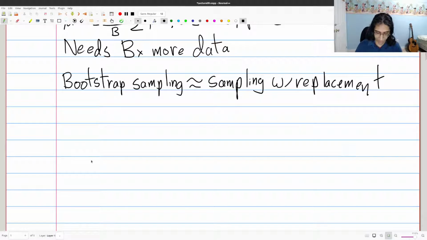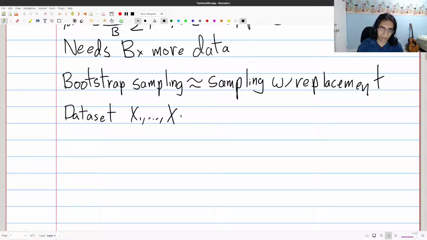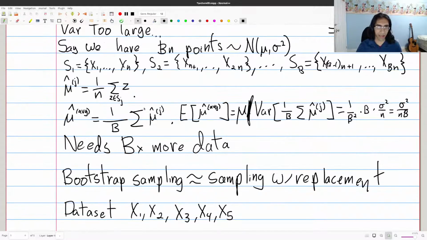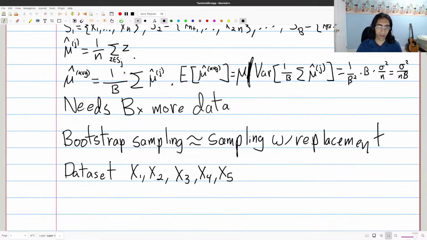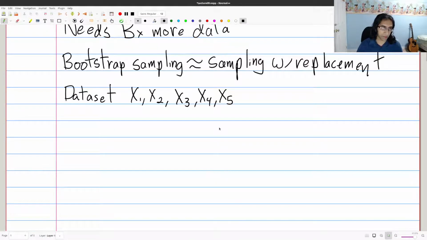Let's just start with a small data set. Suppose we have a data set which is just 5 elements, let's say x1 through x5. Let me write it out fully because it's small: x1, x2, x3, x4, and x5. Now, what we would do is make b different subsets, each of size n, as before. But this time, we're going to repeat elements in the following sense.